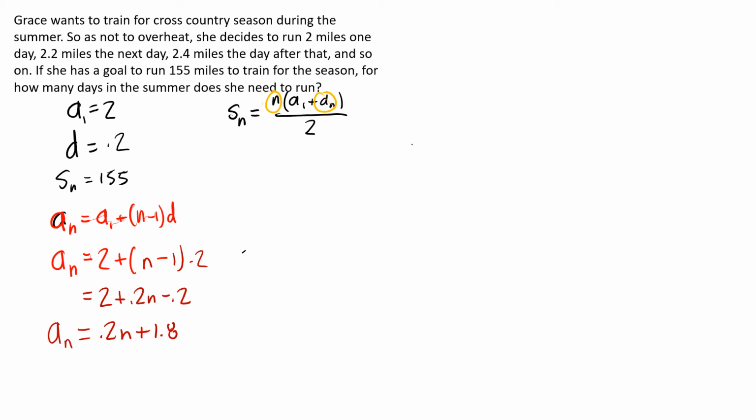Okay, so now I have a sub n, and I still don't have n, but I do have s sub n. So let's write this in terms of everything we know. So 155 is going to equal n, we don't know n, times a sub 1, which was 2, plus a sub n, which is this whole thing right here, 0.2n plus 1.8, divided by 2. Okay, we're getting somewhere here.